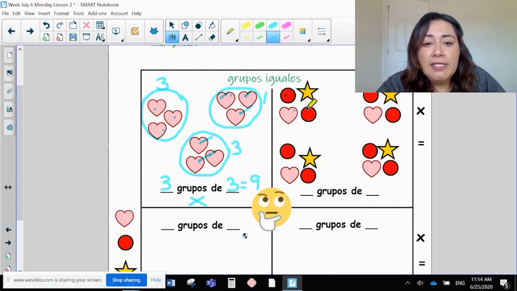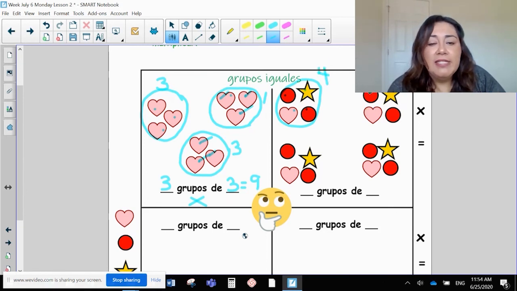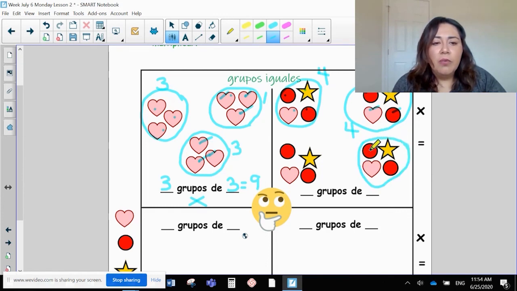1, 2, 3, 4 objetos en un grupo. 4. ¿Ok? Muy bien. En este otro también tenemos 1, 2, 3, 4. Entonces, en este también tenemos 4. Muy bien. Voy a escribirlo aquí. 4. En este otro, 1, 2, 3, 4, también tenemos 4. Mi lápiz no quiere funcionar. Y en este último también tenemos 4.